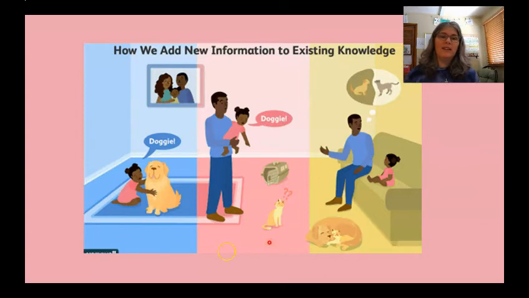For instance, we have the little girl with the doggy. She sees a cat and she calls it doggy. This part is assimilation. This part is accommodation, when Dad sits down with her and talks about the difference between dogs and cats.